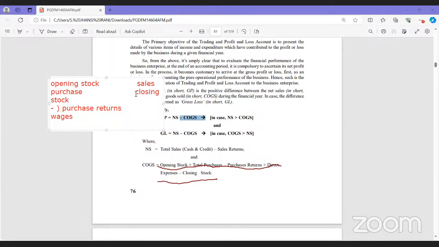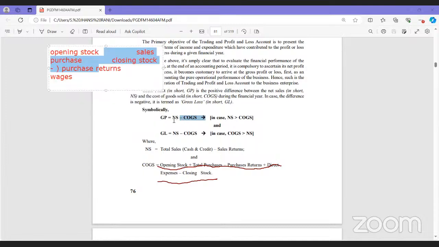And when it is kept in the formula format, this is how we write. Net sales is nothing but this sales, minus cost of goods sold, meaning opening stock plus purchases minus purchase returns plus direct expenses minus closing stock. From this, if we deduct the sales, we'll get the cost of goods sold.